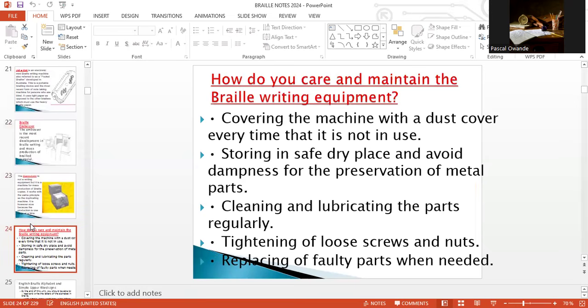So how do you care and maintain the Braille writing equipment? We can care and maintain Braille writing equipment by covering the machine with the dust cover every time that the machine is not in use. And I want to show you how that is done. And so here with me, I have a Perkins Braille machine. I want to show you how it works.